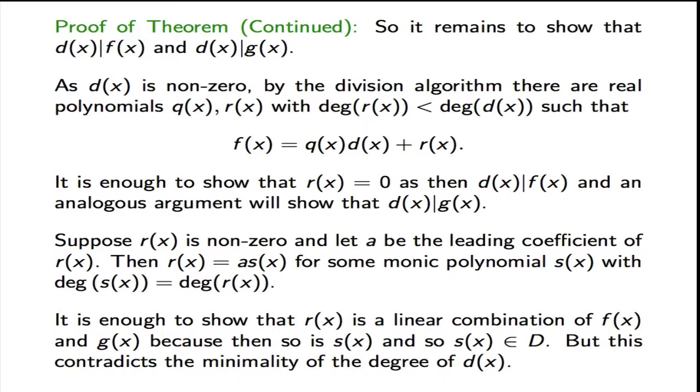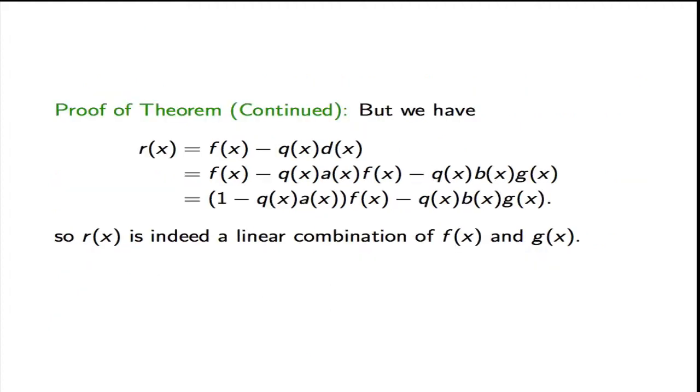So the only thing that remains to show is that this polynomial r of x is a linear combination of f and g. And we can show this because we know that r of x is equal to f of x minus q of x times d of x, and d of x is a linear combination of f and g. So let's do it.